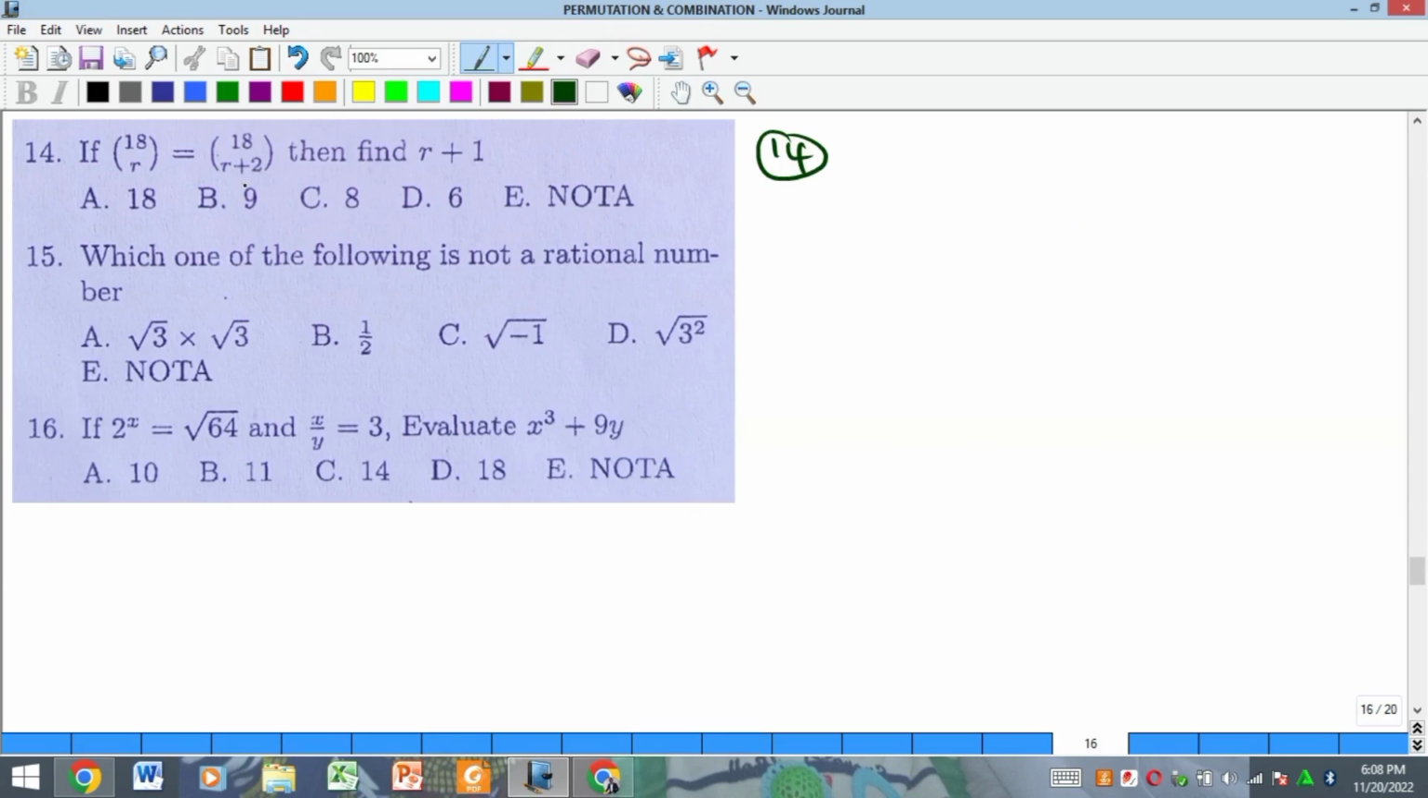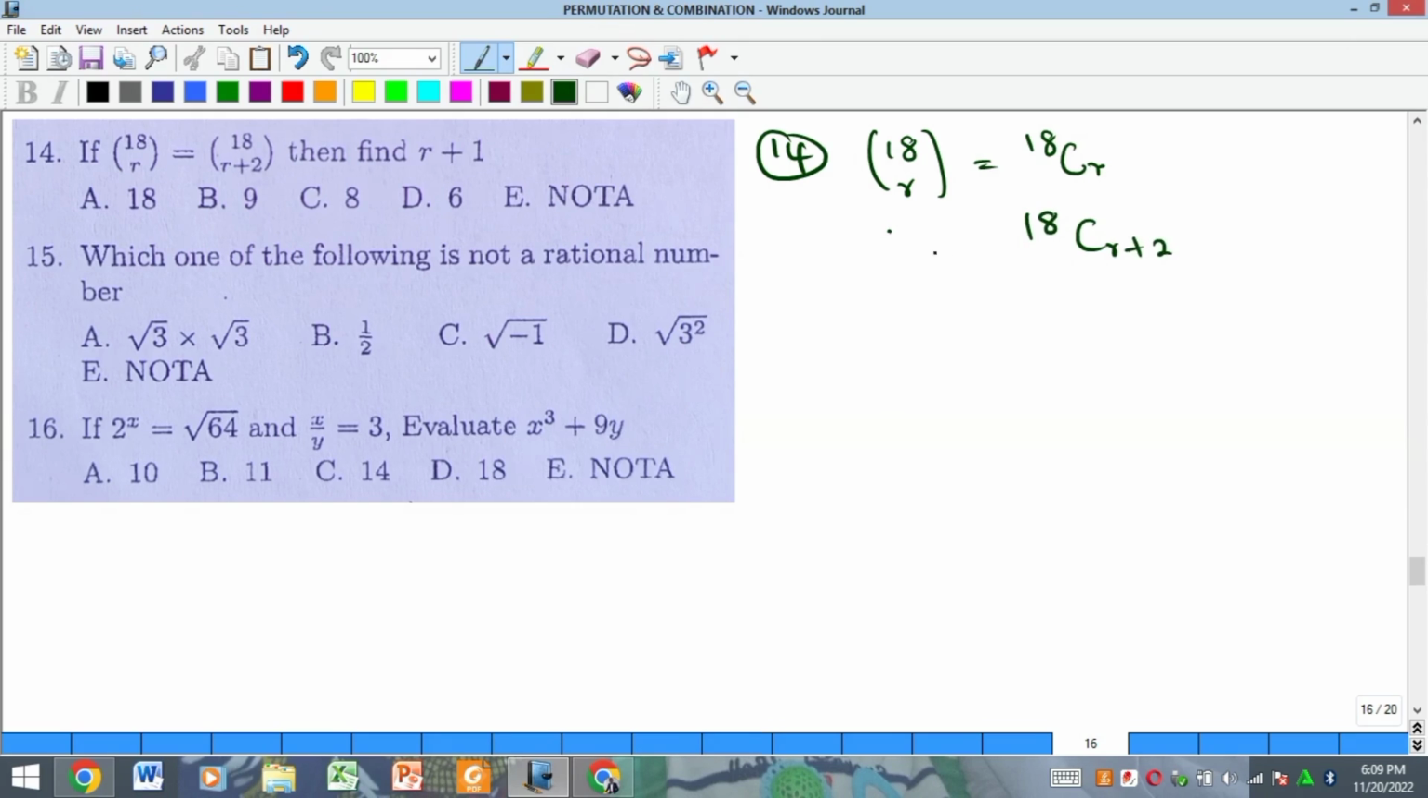So for the next one, number 14 here, we have that if this is equal to this, and what's the meaning of this? This thing actually means combination. This is another way to write combination. That's 18 combination R. Okay, so this is 18 combination R. But however, that's not where I am interested in going. But we can use that. So that means the other one is 18 combination R plus 2.